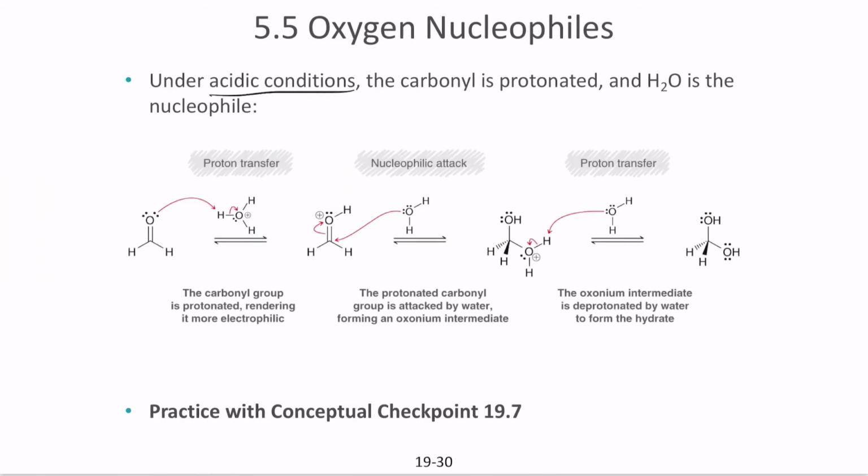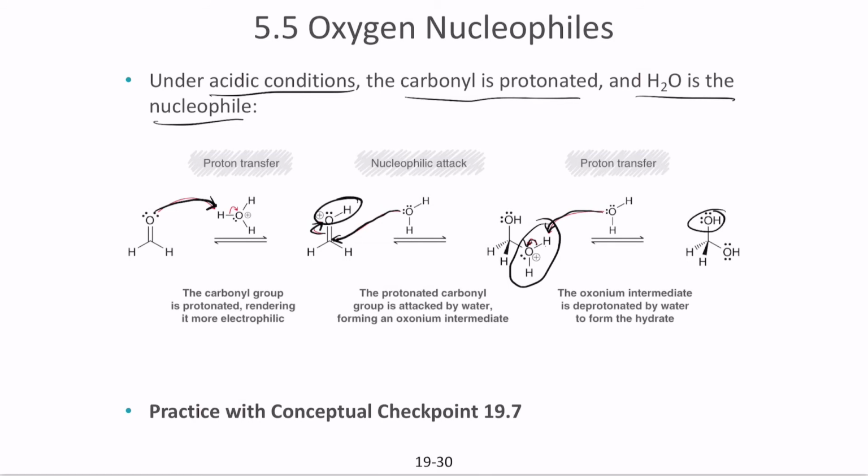Under acidic conditions, what happens with water is that the carbonyl is first protonated, and H2O is the nucleophile. What happens first? The oxygen takes the proton, causing it to form a positively charged OH group. Then water as a nucleophile attacks the carbon, and the electrons are given back to the oxygen, resulting in an entire water molecule getting attached. Then one of the water molecules removes a proton and leaves the electrons back on the oxygen, causing it to form OH groups. This is acidic conditions because first there is proton transfer and then there is nucleophilic attack.